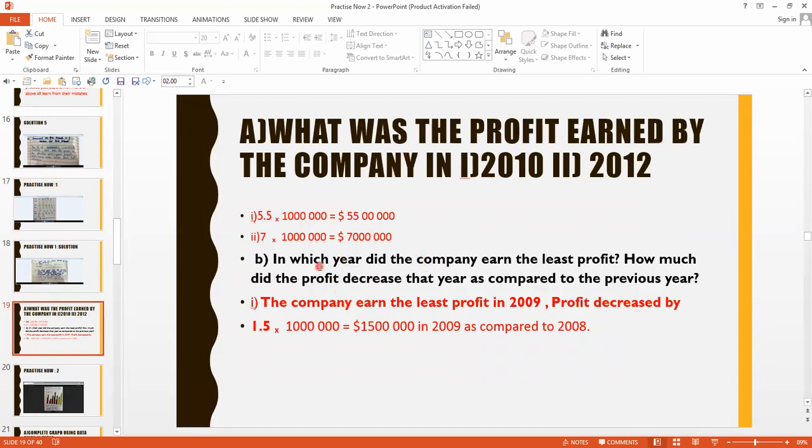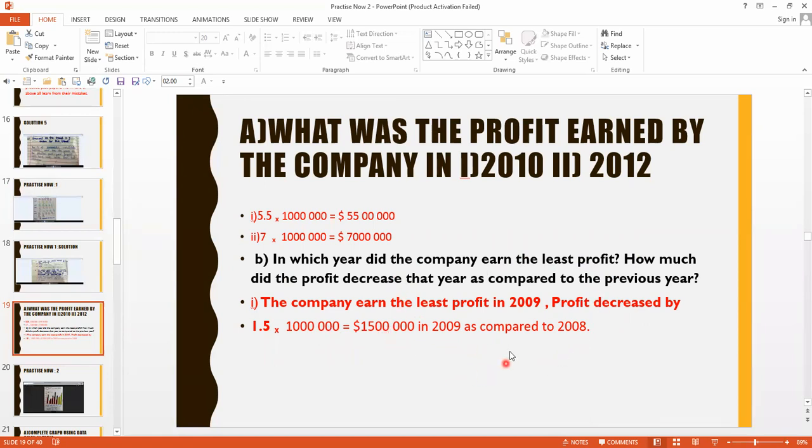Now we come to the B part. They are asking in which year did the company earn the least profit? Least means the less profit it earned. How much did the profit decrease that year as compared to the previous year? The company earned the least profit in 2009. From your pictogram, you can easily identify that in 2009 the profit is less, and profit decreased by 1.5 multiplied by 1 million compared to 2008.